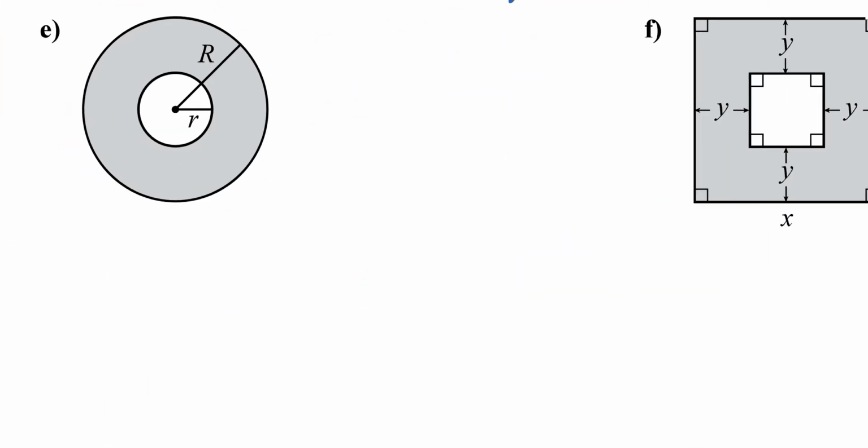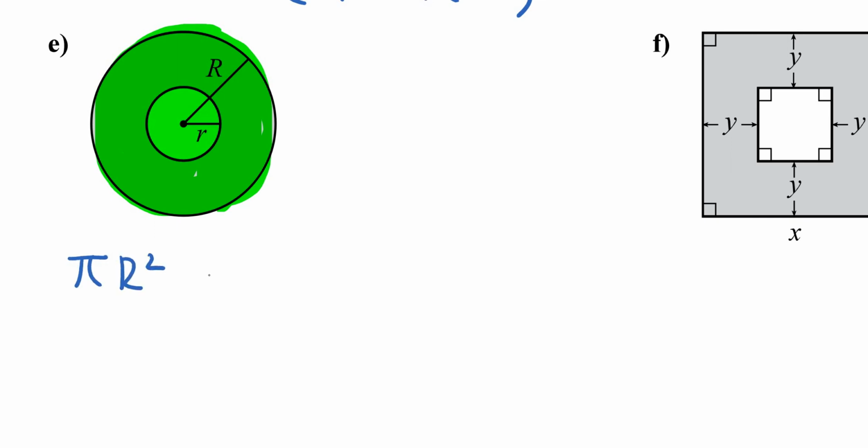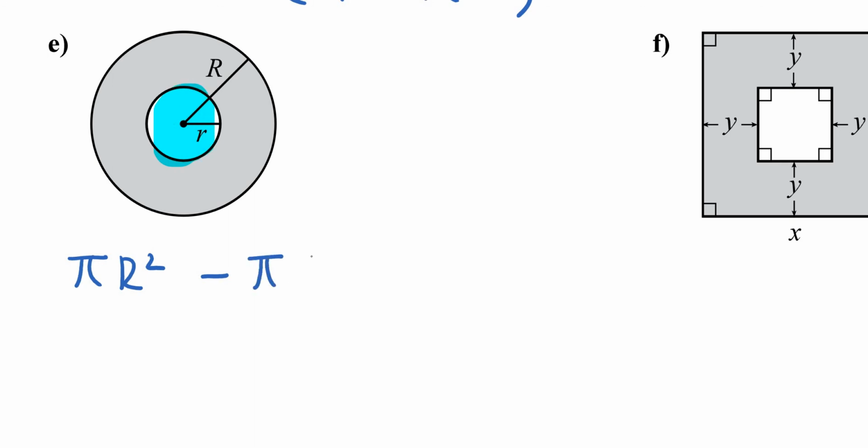Okay, two more of these shaded region problems, and then we're all done. For letter E, if you do enough of these, you'll recognize that all you're really doing is taking the area of the big circle. Let's pretend this big circle is completely filled. So that area is pi big R squared. And then you're just going to minus the area of the smaller circle, which is this blue region there, and the area for that is pi little r squared. If you subtract those two areas, you just get this shaded region in between them, right?